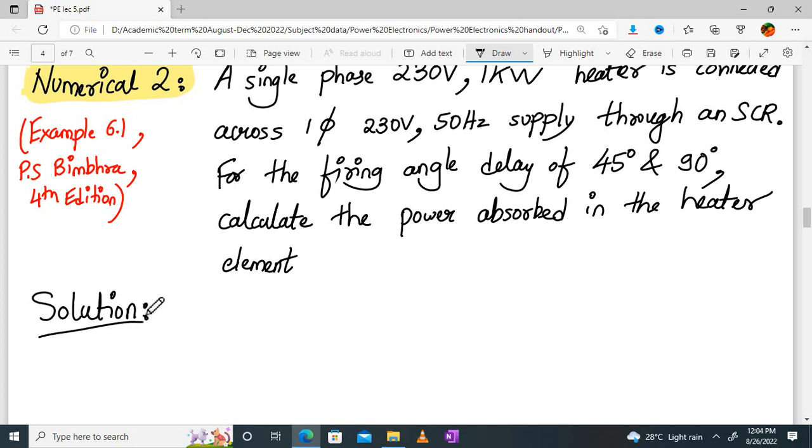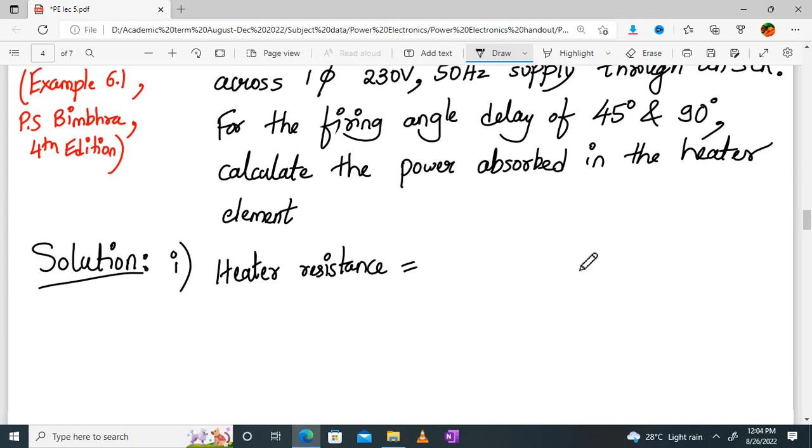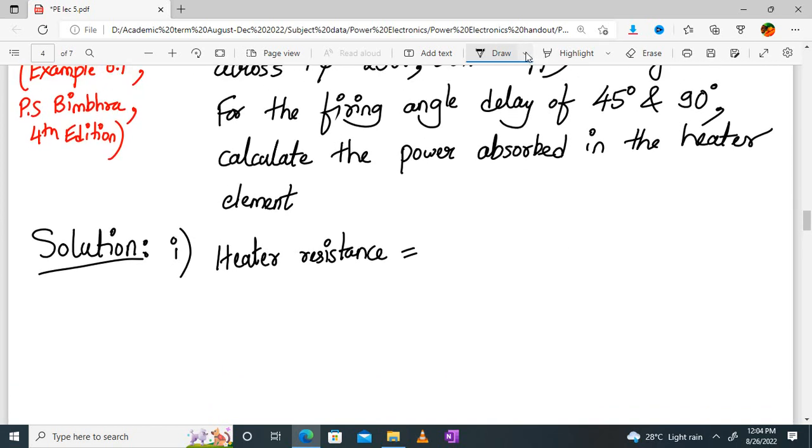Okay, if I tell you that the heater is a resistive element, I should know its resistance, right? So write down the first step: heater resistance. Can anyone tell me what the formula for heater resistance could be? Okay, now tell me one thing. What is the formula for power if it is a resistive load?